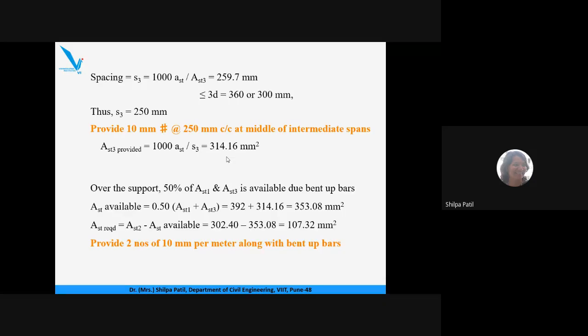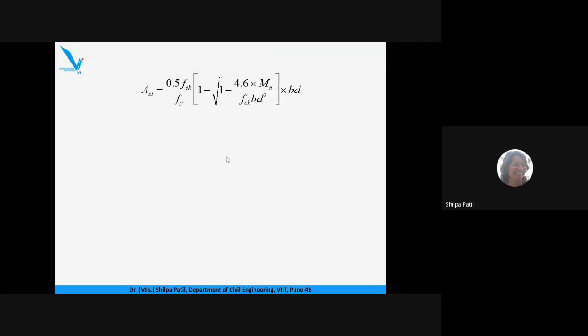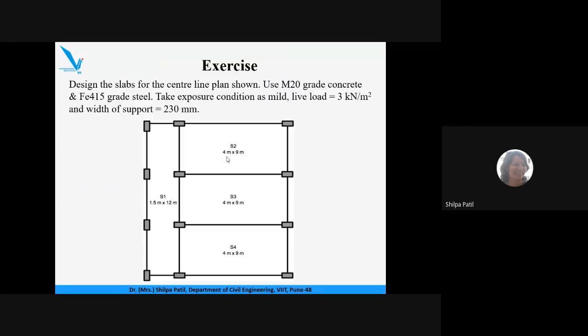Now, I will go back to the original diagram of your problem statement. See, this is S2, S3 and S4. We have calculated the area of the steel for this portion and this portion. But there are two intermediate supports of a continuous slab where a moment is acting, which are subjected to negative or hogging moments. For that moment also we need to provide the steel in the compression zone.